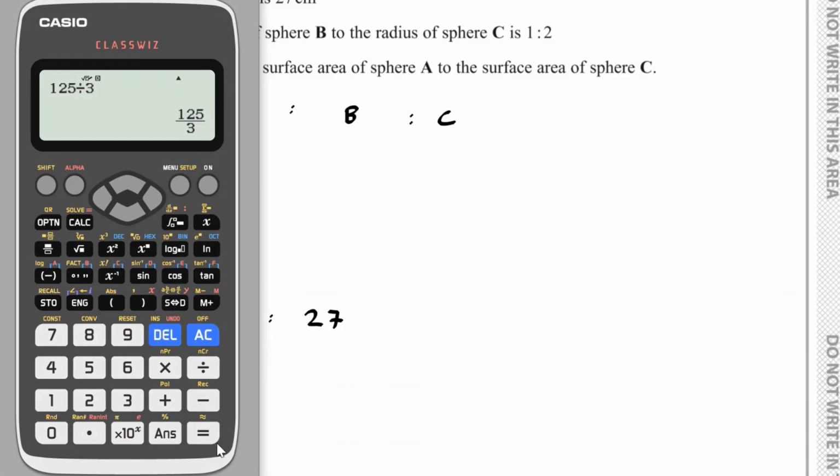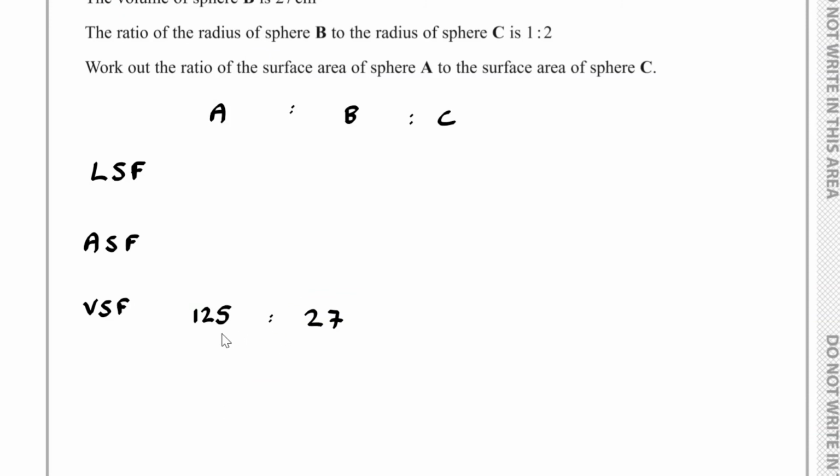125, can I divide that by 3? I can't. This can't be simplified. But then I need to cube root each of these to find the length scale factors. And so here I would have 5 to 3 as the ratio of the lengths of A to B. Now I already know that B to C is 1 to 2.